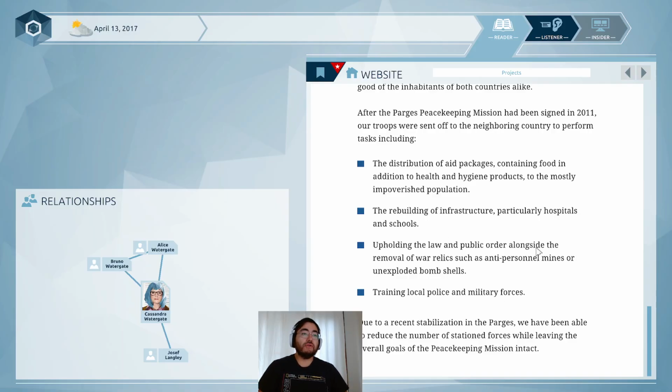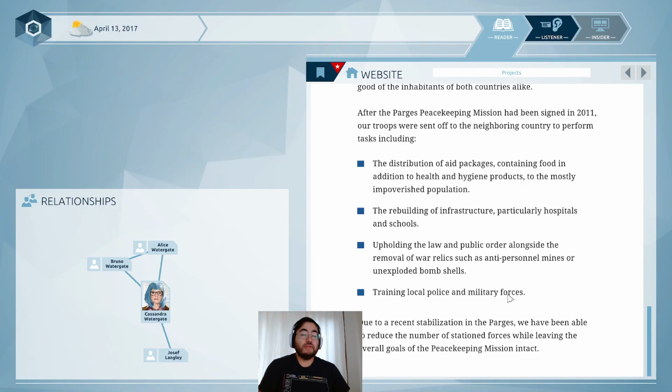Upholding the law and public order alongside the removal of war relics such as anti-personnel mines or unexploded bombshells. So a relic is something that's old. These are leftover things from other wars that are still dangerous, like a bomb sitting on the side of the street. It hasn't blown up, but it's still dangerous. People can't go near it.